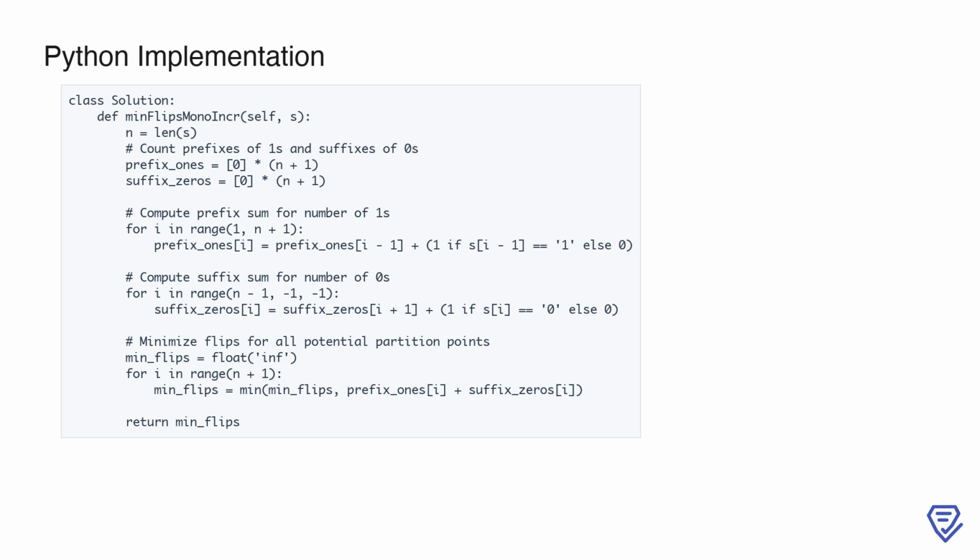This approach is efficient, with a time complexity of O(n), since we traverse the string a few times to calculate prefix and suffix arrays, and another O(n) loop to compute the minimum flips. The space complexity is O(n), due to the additional arrays used for prefix and suffix sums. Overall, this solution is optimized for both clarity and performance, addressing all edge cases such as strings consisting entirely of zeros or ones, and empty strings, if applicable.